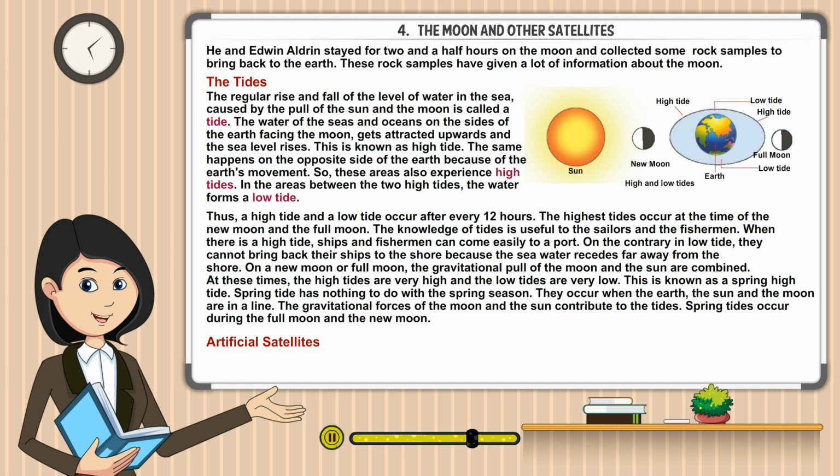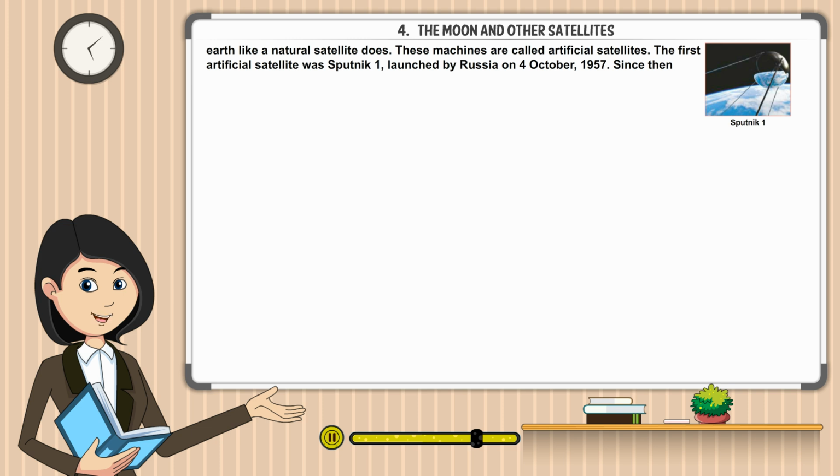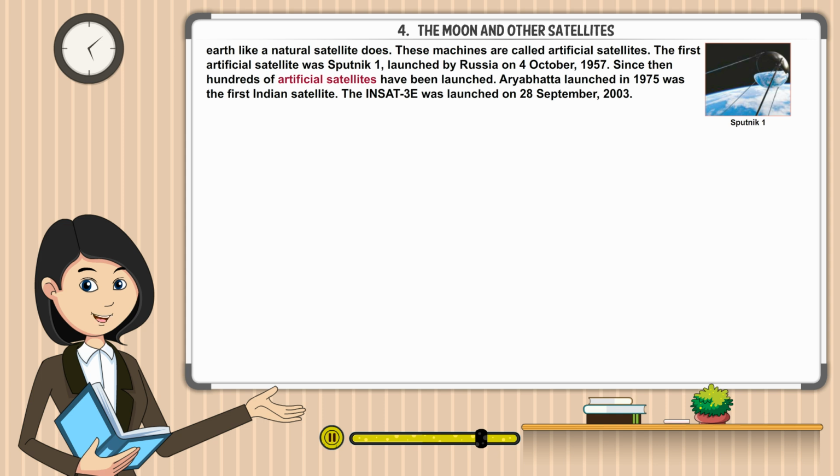Artificial satellites. Scientists have developed certain machines that can be sent into space and made to move around the earth like a natural satellite does. These machines are called artificial satellites. The first artificial satellite was Sputnik 1, launched by Russia on 4 October 1957. Since then, hundreds of artificial satellites have been launched. Aryabhatta, launched in 1975, was the first Indian satellite. The INSAT-3E was launched on 28 September 2003.